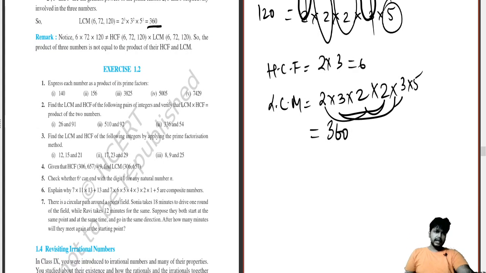Moving on further, if you look into the exercise part, what you have to do, this part has been expressed by me. Express each number as a product of its prime factors. Examples you can see over there and you can solve the sums. If you have any doubt, obviously contact me on the message box. Find the LCM and HCF of the following pairs and verify them. You can do this. Find LCM and HCF of the integers by the prime factorization method. You can do this. No issues with it.